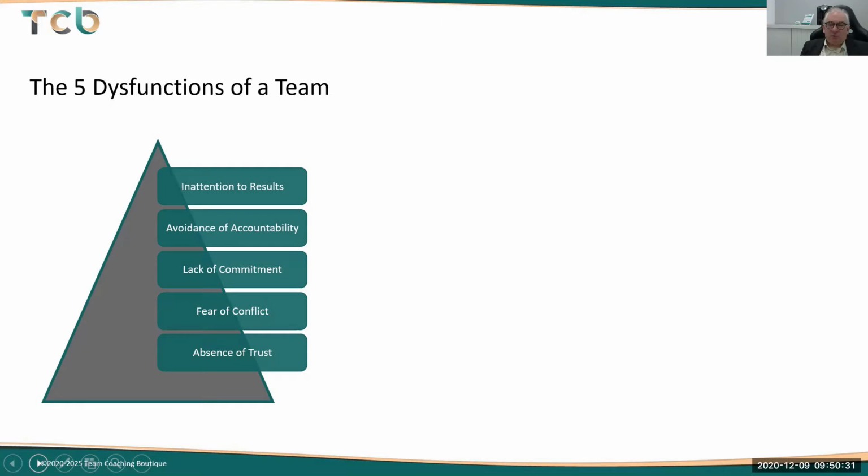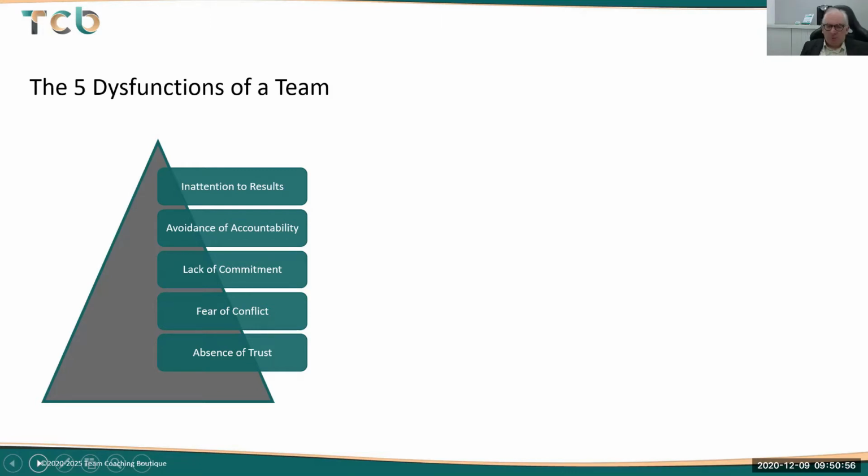The avoidance of accountability. This is one of my big things here. It's amazing how many times we see it, sometimes in the political world and other areas, where people just aren't accountable for either themselves, the results, their behavior, and they try and pass the buck. A good team will hold themselves personally accountable, but they'll also hold the team accountable for results as well. That is a good team dynamic.